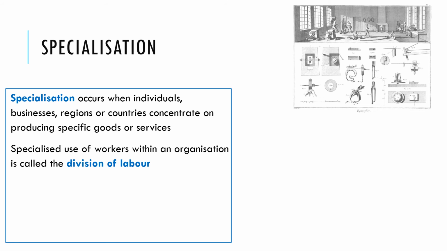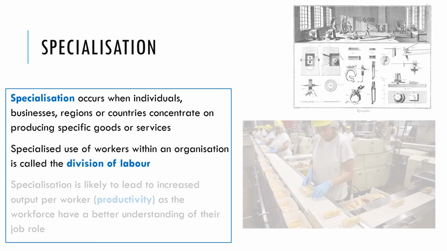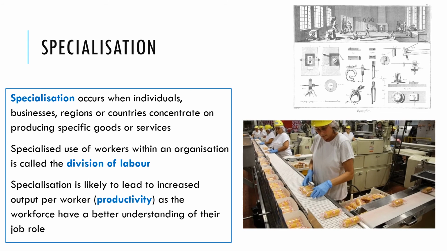And this concept is called the division of labor. So specialization involves the division of labor where workers within an organization focus on one specific task and become very efficient and productive at doing that task, and so overall levels of production and quality improve. So as the workforce have a better understanding of their job role, it's likely to lead to an increase in productivity and increase in output per worker.